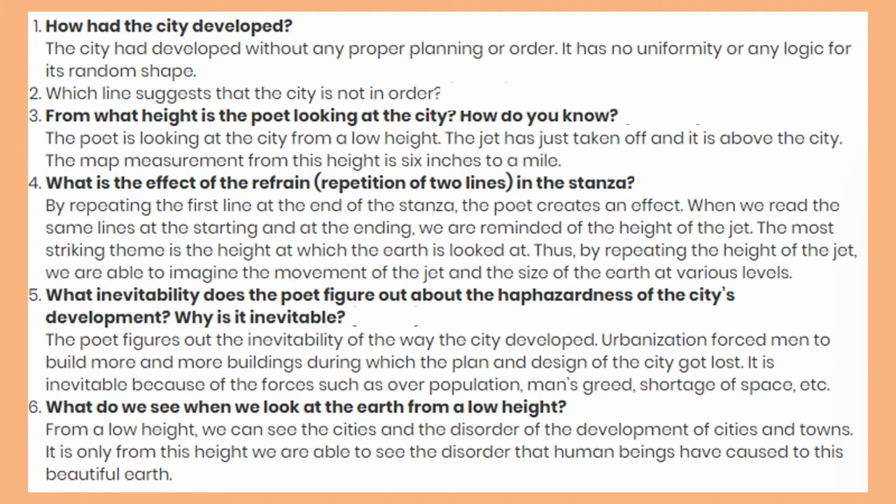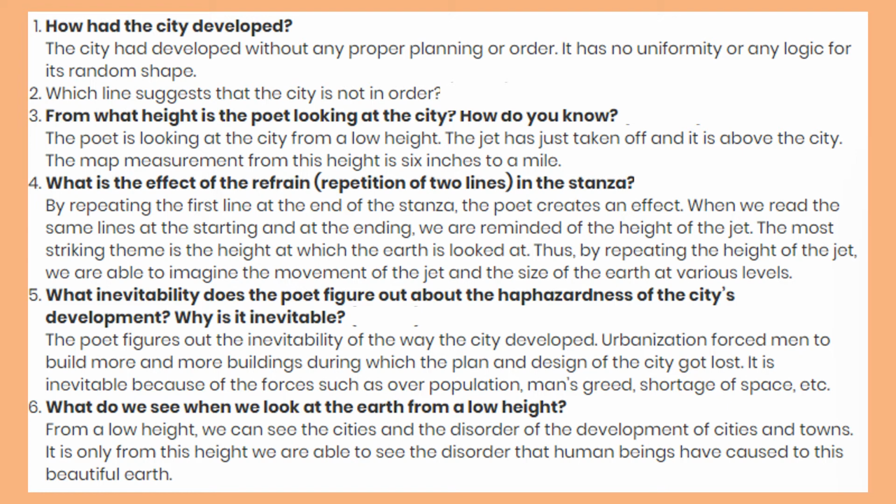In the stanza, the first question can be like this: how had the city developed? The city had developed without any proper planning or order. It has no uniformity. Uniformity means similarity or any logic for its random shape. Which line suggests that the city is not in order? This answer you have to find yourself from the poem. And the third one is, from what height is the poet looking at the city? How do you know? The poet is looking at the city from a low height. The jet has just taken off and it's above the city. The map measurement from the height is 6 inches to a mile.